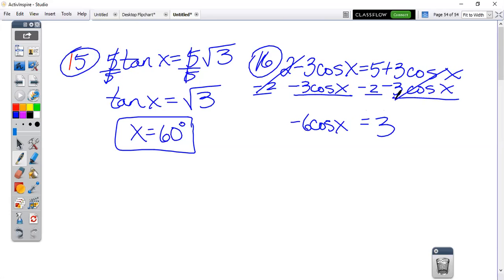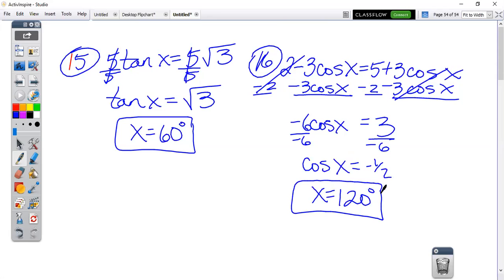Everybody understand those first 2 steps? Now I divide by negative 6. And we're looking for where cosine of x is equal to negative 1/2. Again, we're going from 0 to 180. So cosine negative 1/2, I am seeing 120 degrees. Hold on. No, to cancel out the negative. Never mind. It really is definitely close. Everybody good?